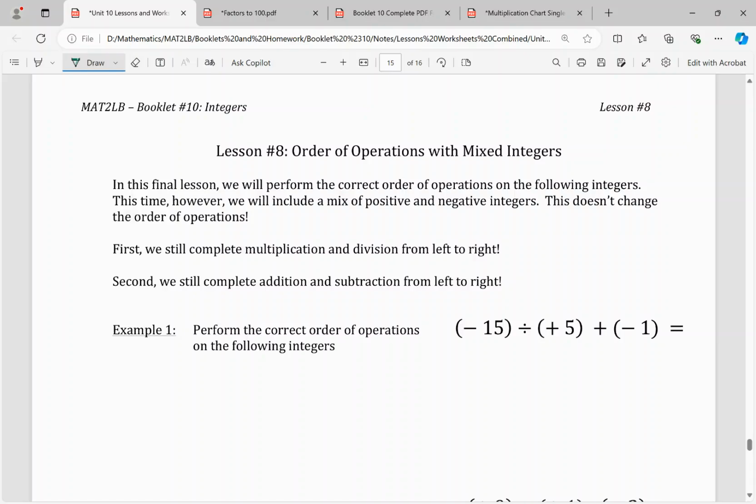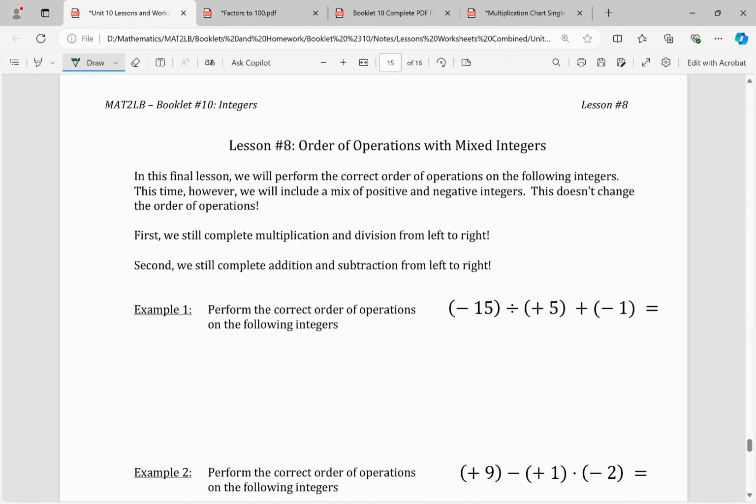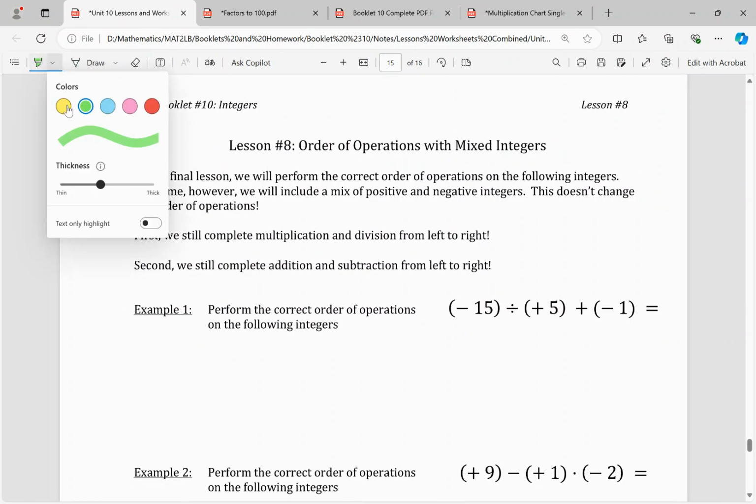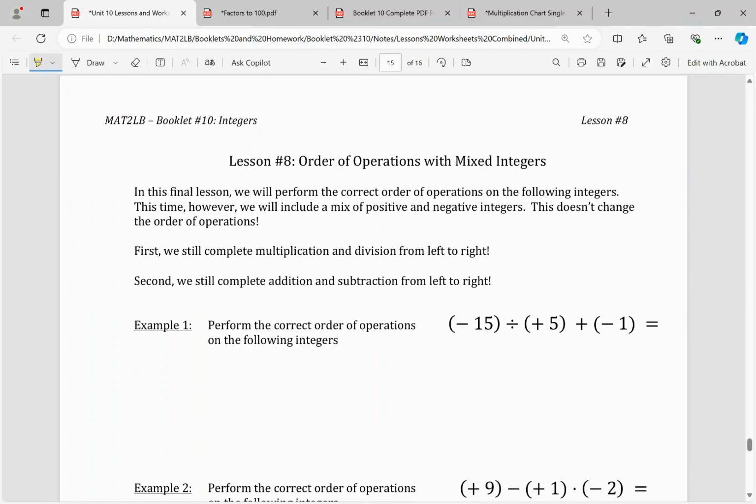All right, everyone. Today we will be completing Lesson 8 in Booklet 10. This is the final lesson in the unit, and we will be continuing with mixing, addition, subtraction, division, and multiplication. Now, this is just a slightly harder version than the previous lesson because we're throwing in some negatives that weren't there before. You'll see what I mean in a second, but please remember some of our rules that we have so far in this unit.